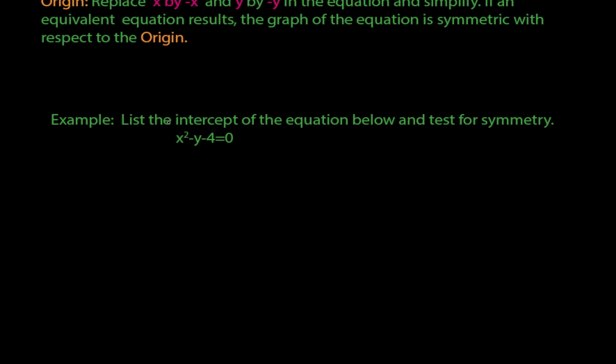Now, the question here says, list the intercept of the equation below and test the equation for symmetry. So let me start by writing the solution. So the equation we are given is x squared minus y minus 4 equals 0. We want to start by finding the intercept, and then later we'll test the equation for symmetry.